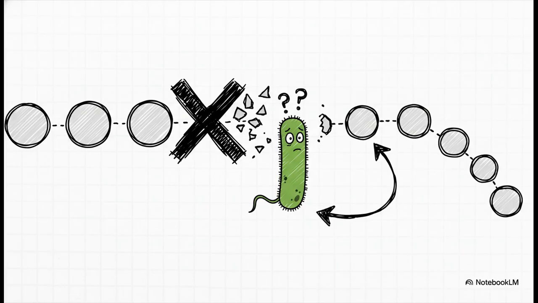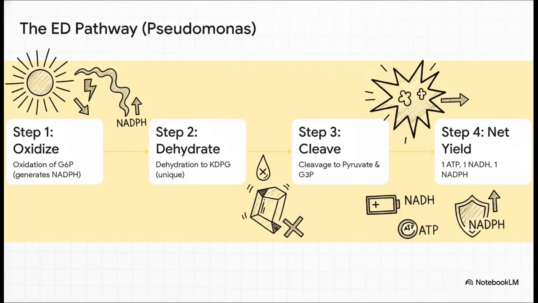But here's the twist in the story. Pseudomonas is missing one single, absolutely crucial enzyme, phosphofructokinase, PFK. You can think of PFK as the pacemaker of glycolysis. It sets the whole tempo. Without it, the EMP pathway is a complete dead end. This forces Pseudomonas to find a clever and entirely different workaround. And that workaround is the Entner-Doudoroff pathway, or ED pathway. It just bypasses that broken PFK step entirely.